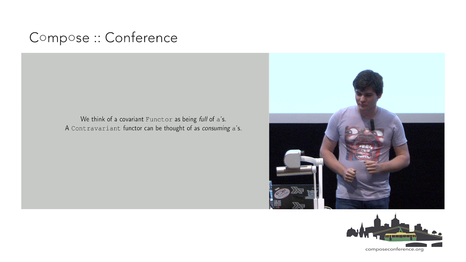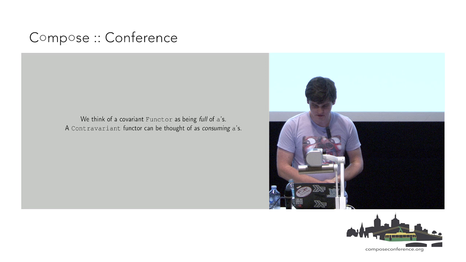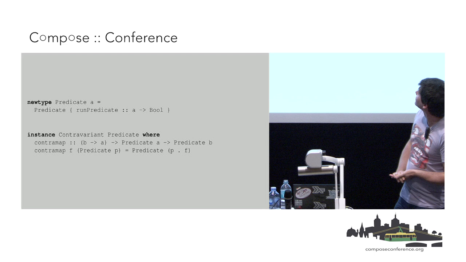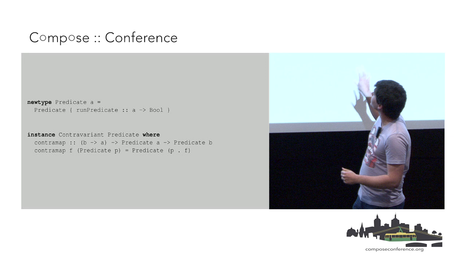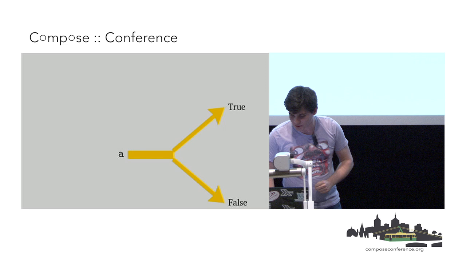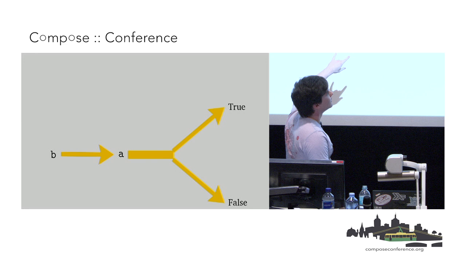So we think of a covariant functor as being full of A's. The intuition for a contravariant functor is that they consume A's, or they're waiting for some A's. They want A's, right? Like a student. So predicate is a contravariant functor. Given a function from B to A and a predicate on A's, I can produce a predicate on B's by just composing the function in there. And to show you this graphically, in another awful, awful diagram, if a predicate on A's is a thing that takes an A and produces either true or false, then I can compose in a function from B to A and this whole thing is now a predicate which takes a B and gives you either true or false. So by composing in a function from B to A, I have gone from a predicate on A's to a predicate on B's.